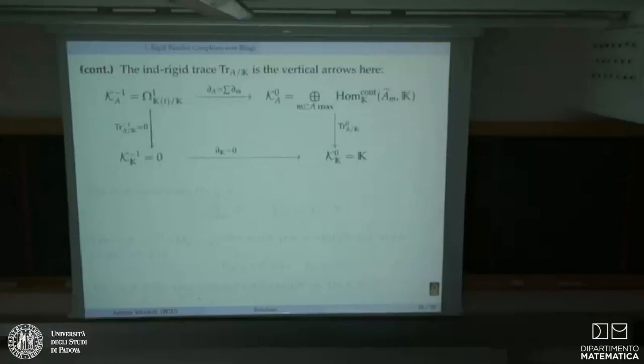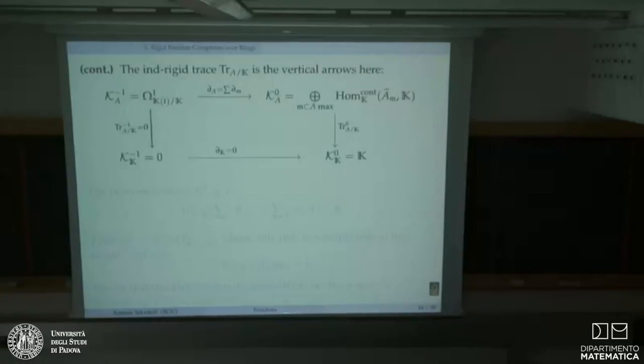So here is our diagram of the ind-rigid trace. So that's the vertical arrow. So this is from the previous slide. This is the rigid residue complex of the field, which really only sits here. There is nothing here, and nothing here. And we're trying to compare to what extent this diagram fails to commute. So this means the trace fails to commute with the coboundary operators.